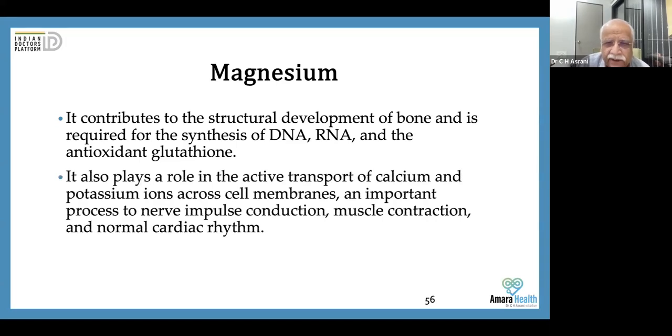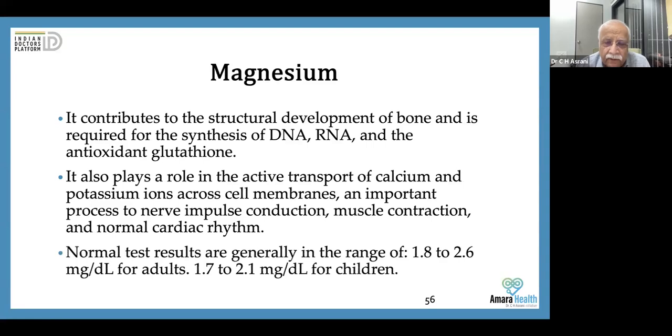It also plays a role in active transport of calcium and potassium ions. So all these are linked: calcium, potassium, phosphate, magnesium, and parathormone. It's very important with calcium and potassium for impulse conduction, muscle contraction, and normal cardiac rhythm. Normal test results are generally in the range of 1.8 to 2.6 for adults and 1.7 to 2.1 for children.